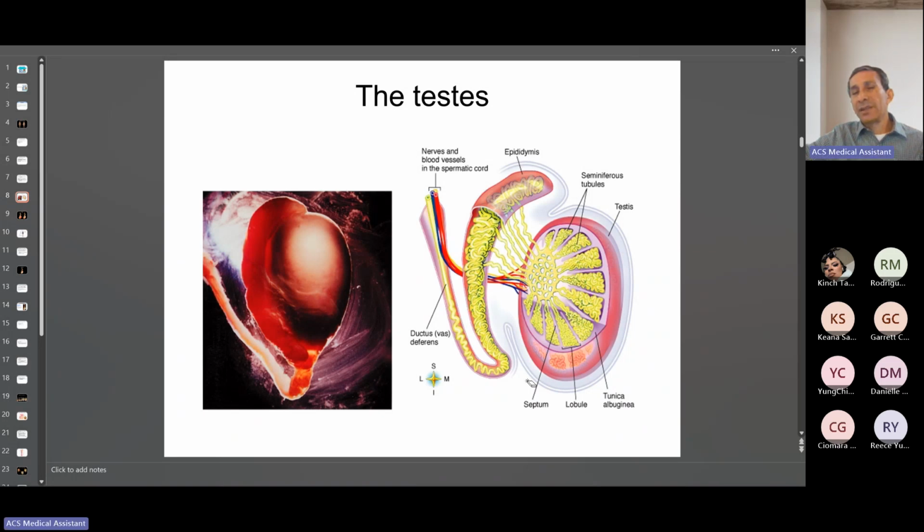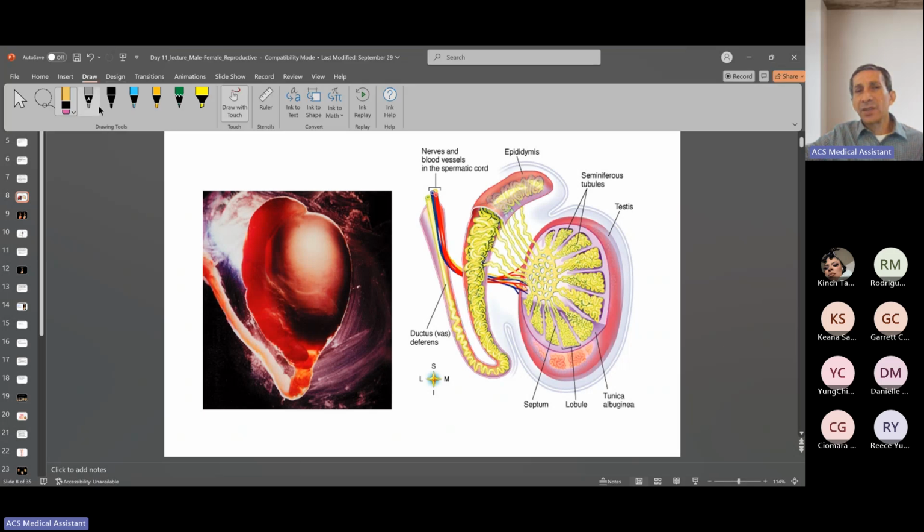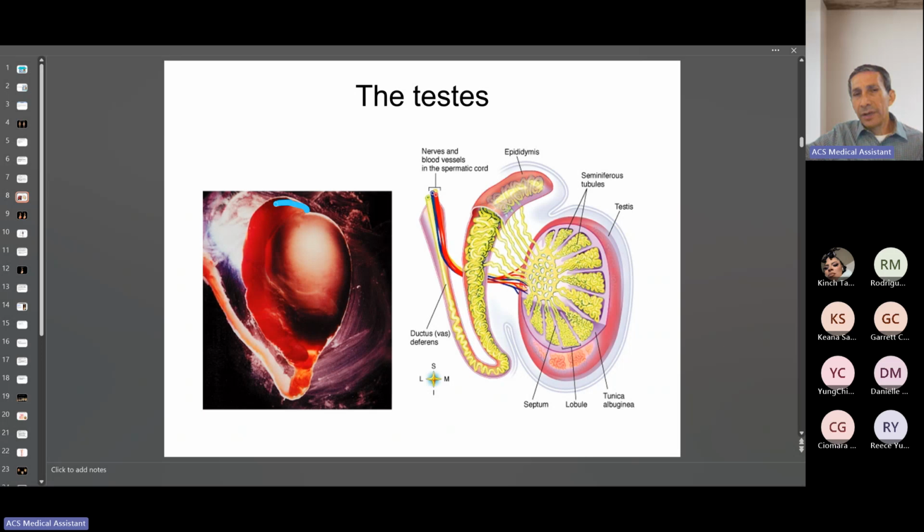So that is basically how it happens. So these are the testes, and this is the seminiferous tubules. If you see on the other side, this is a sonogram of the testes. See, this area right here is the epididymis. That is this section that is on top of the testis. It is attached to it. This is the testis itself.